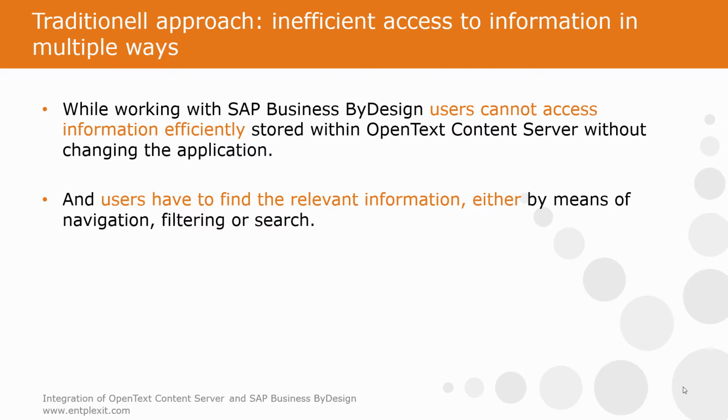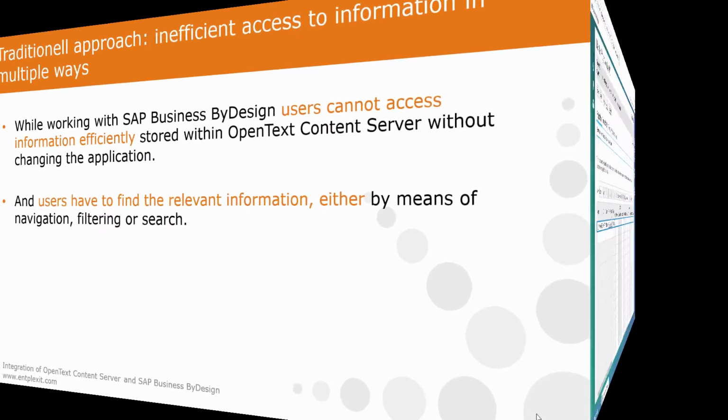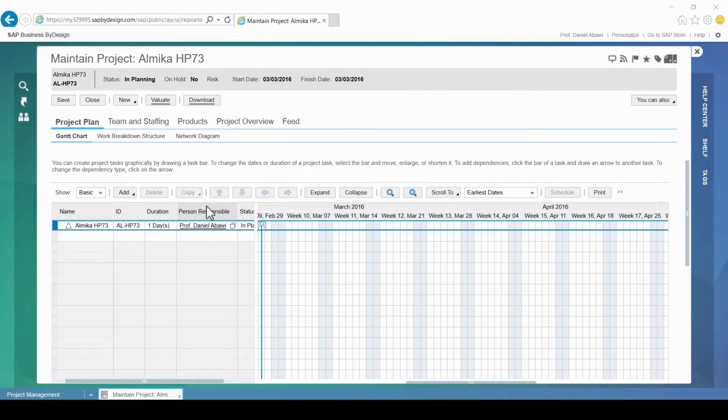Besides the fact that they have to change applications, users also have to find the relevant information, either by navigating, filtering or search. This is the traditional approach, inefficient access to information. I will just demonstrate to you how this looks.